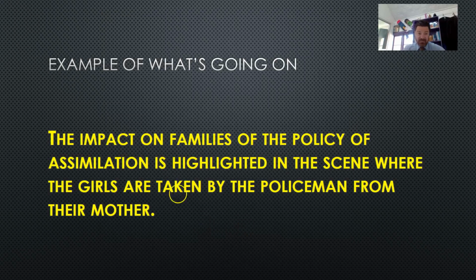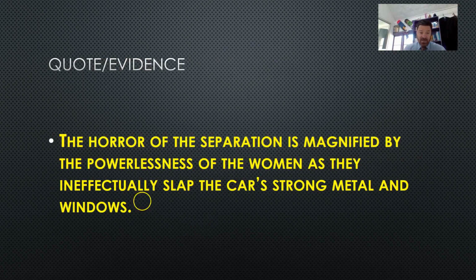Okay, so the example of what's going on, or giving that bit of context, the impact on families of the policy of assimilation is highlighted in the scene where the girls are taken by the policeman from their mother. All right, brilliant. Our quote or evidence, the horror of the separation is magnified by the powerlessness of the women as they ineffectually slap the car's strong metal and windows. Okay, so because it's a film, we're not actually using a quote. What we're actually doing is we're using the actors and their gestures and their actions, which is them slapping on the car's metal and the windows. So let's see how that gives meaning.